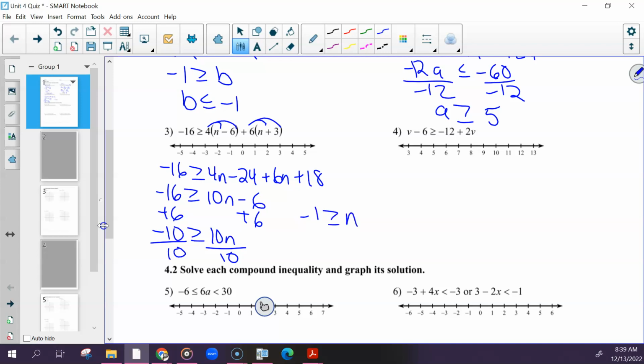But the n isn't on the left, so you can read it backwards or just rewrite the whole thing. And that would also be a closed circle at -1 going to the left. Questions on that one?